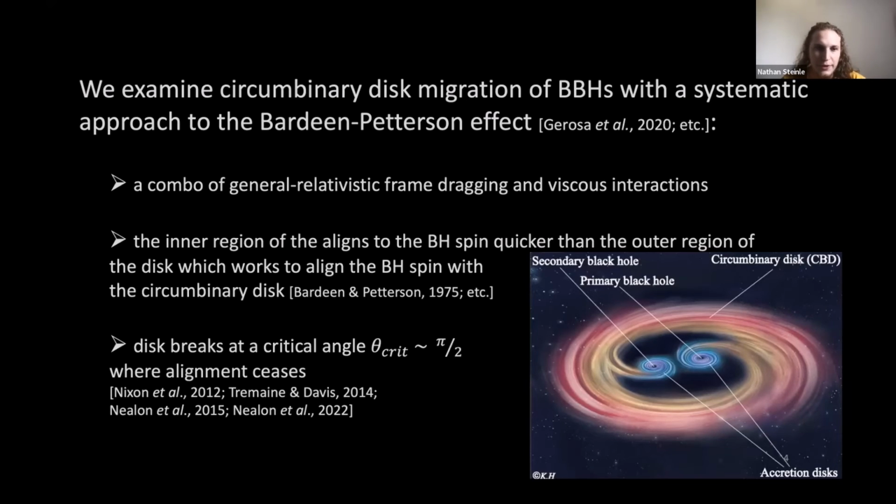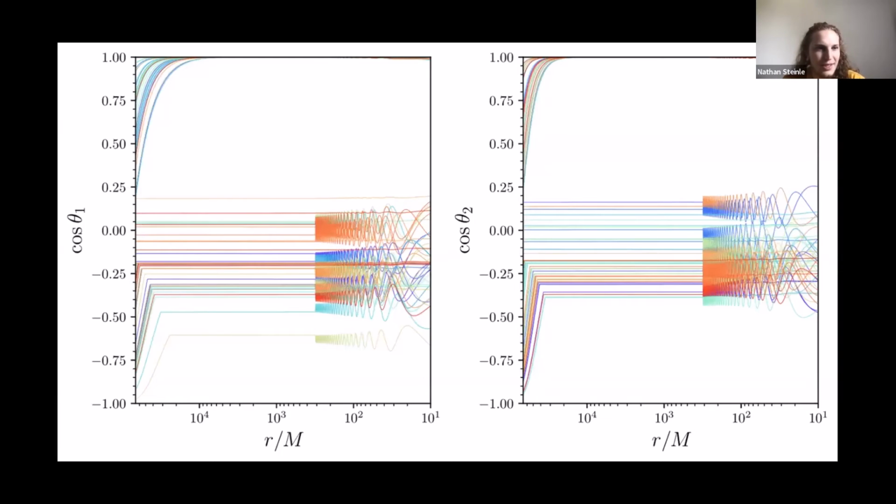And so for simplicity, because nobody really knows what happens after the disk breaks and it becomes very, very complicated, in our model, we just assume that when the accreting black hole encounters a critical disk angle, the alignment ceases and we hold the spin orientation constant for the remainder of the gas-driven in-spiral.